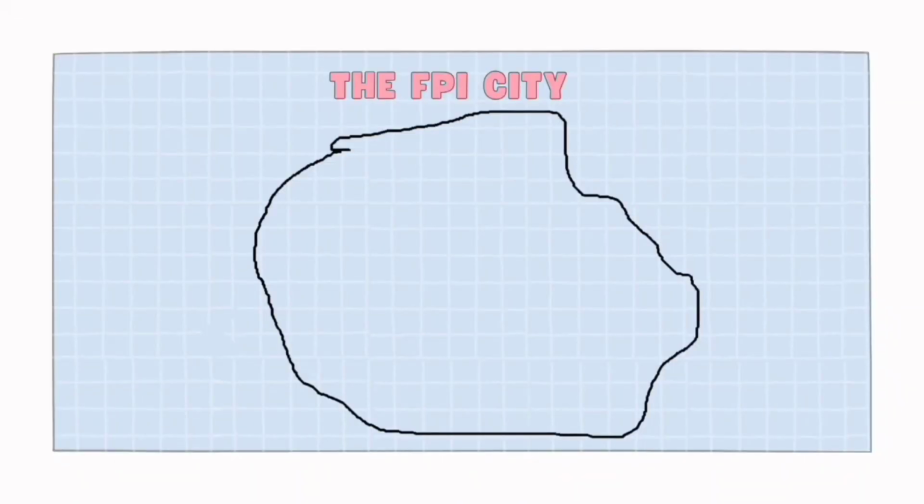Now let us call this place the FPI city. So this is the outer boundary of this place. Now let us divide it into wards.